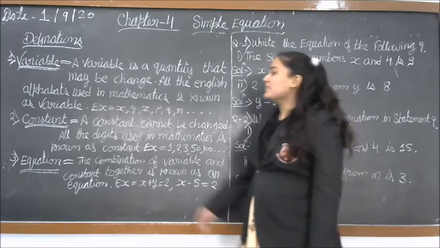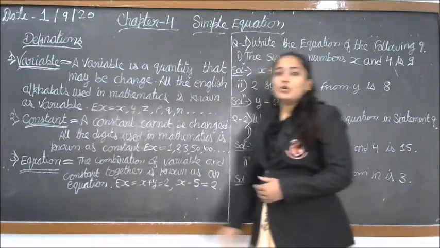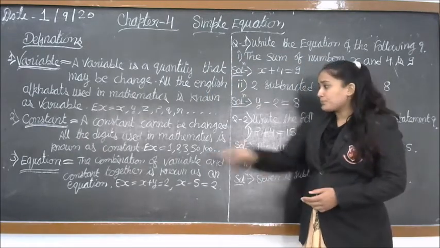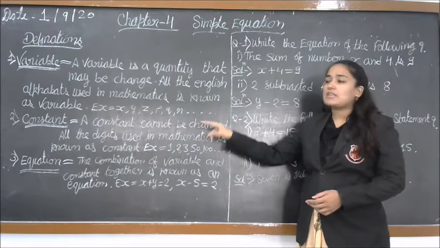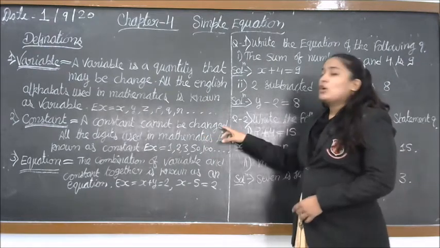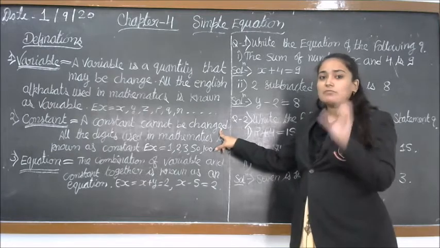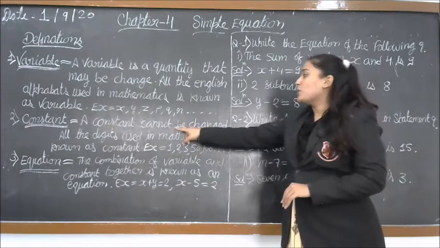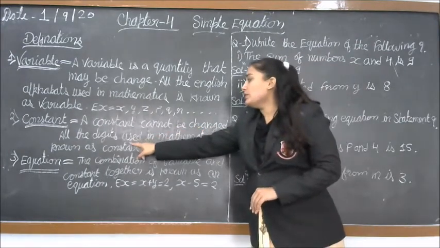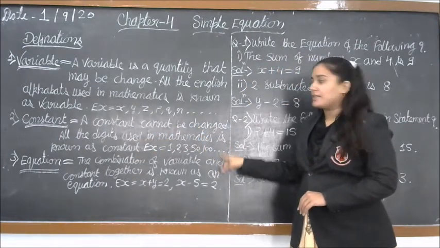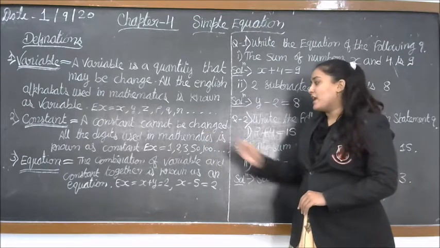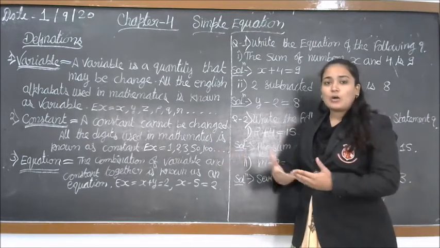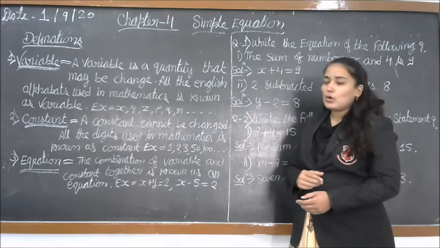Next definition is constant. You all know about the digits like 1, 2, 3 we use in daily life, but in mathematics they are known as constants. A constant cannot be changed. Its value is fixed. All the digits used in mathematics are known as constants, like 1, 2, 3, 50, 100, 1000.